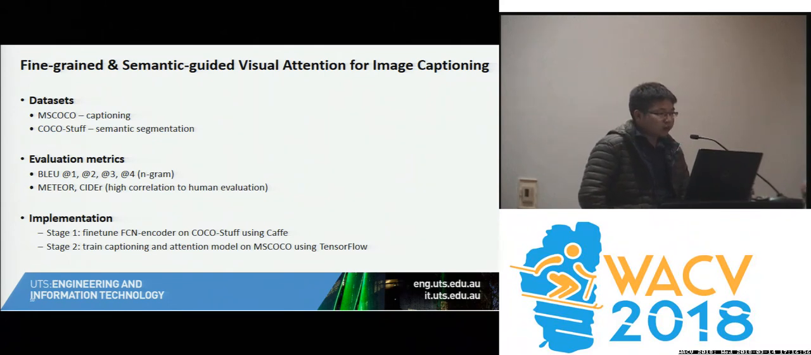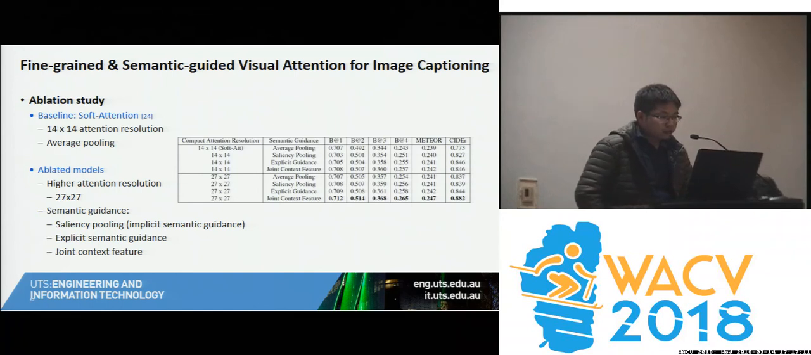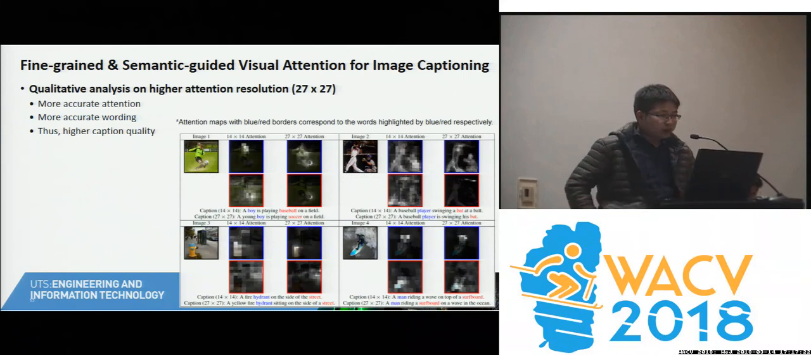We test our method on the MS COCO captioning dataset and the COCO-Stuff dataset. We use the public evaluation metrics like n-gram, and we train our model and test it. Here is the result. Our model can beat the other state-of-the-art methods. For the resolution, we test different resolutions, like 14 by 14 and 27 by 27. We find that 27 by 27 gets much better results.